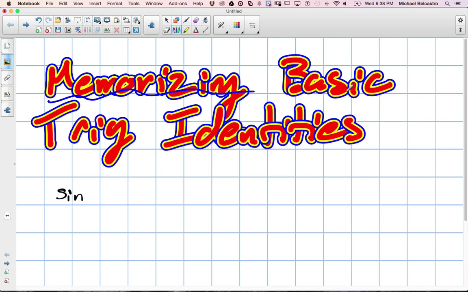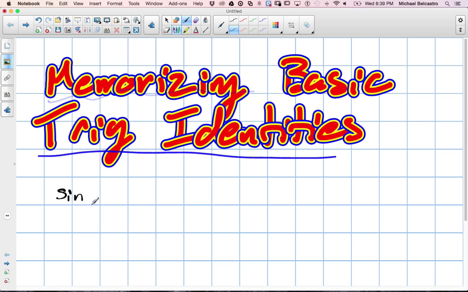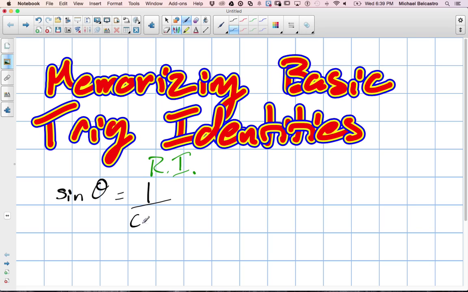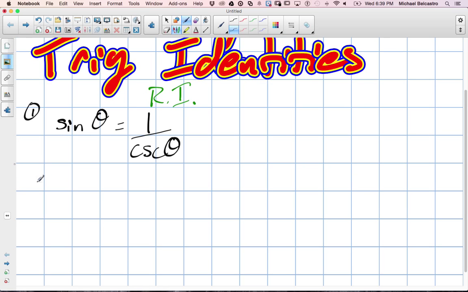Work on memorizing the basic trig identities, and we're going to talk about how memorizing just a select few will help us build a ton of other information. So the very first thing I ask you is, what would the reciprocal identity, I'll call it the RI, of sine be? 1 over cosecant theta, right? Okay, so we'll say that's the first one you kind of need to have memorized.